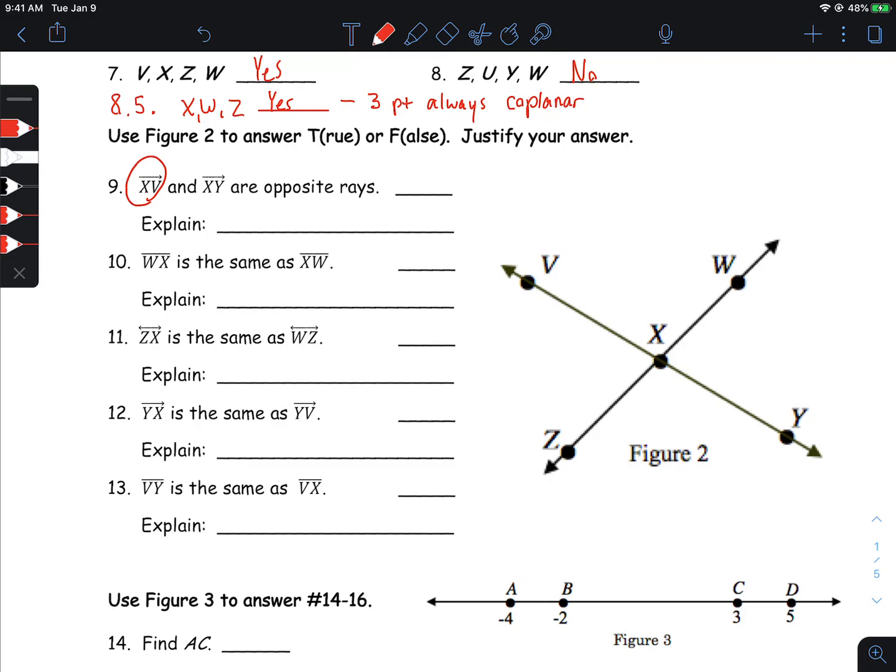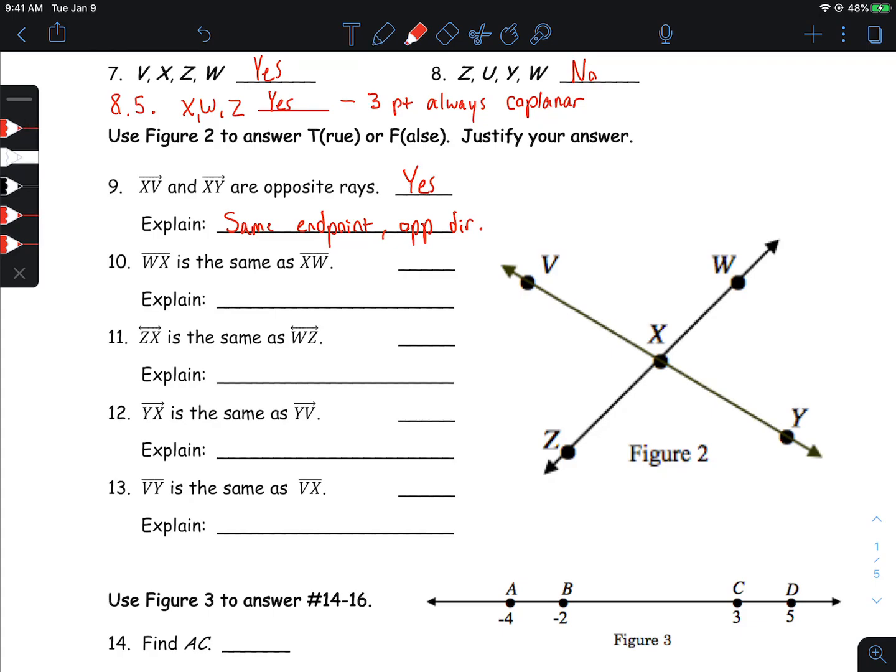So you got XV and XY are opposite rays. Here's XV, and then XY. I agree, those are opposite rays. I would say yes because they make a straight line. They have the same endpoint and opposite directions. And what I mean by opposite is totally opposite. They make a straight line together, basically. If I were to choose XW there, those are different directions, but not opposite directions. So that one was specific to that case there.